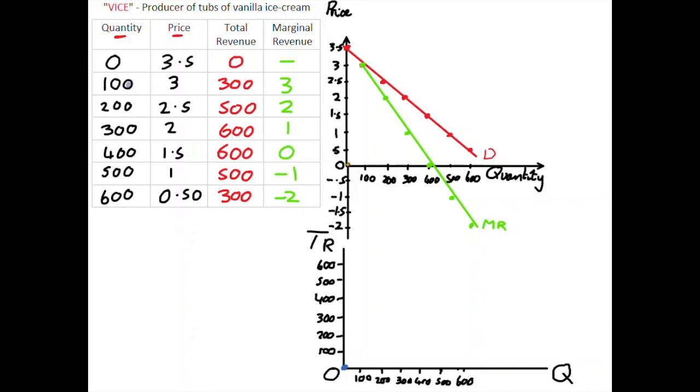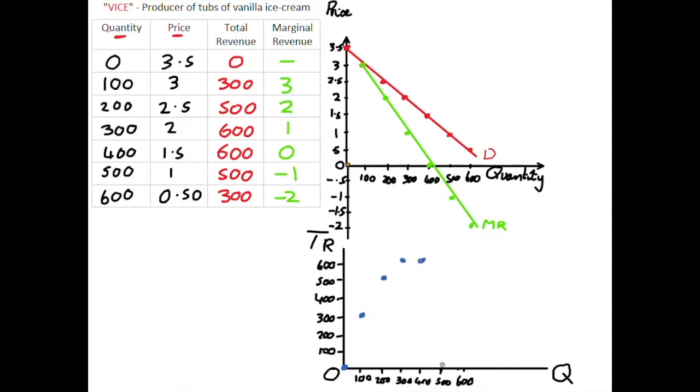We then move up to a quantity of 100 for this firm, and its total revenue jumps up to 300. So 100 for quantity gives us 300 total revenue. 200 for quantity, we go up to 500 for total revenue. 300 quantity gives us 600 total revenue. So we go up to our highest point up here. At 400 quantity, we also have a point of 600 total revenue.